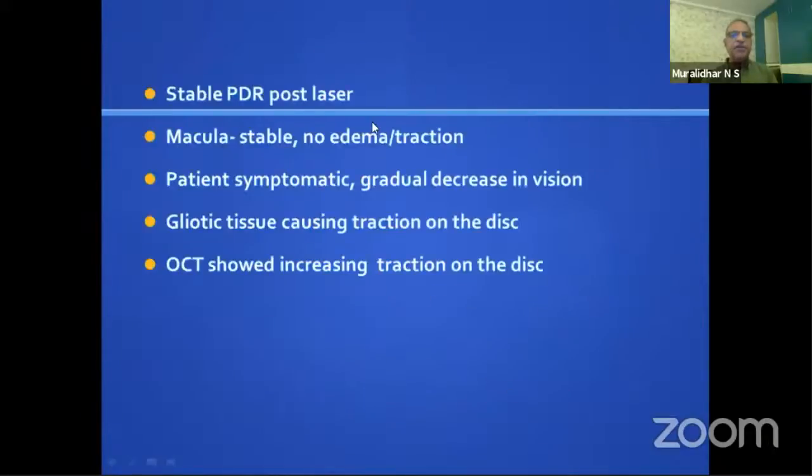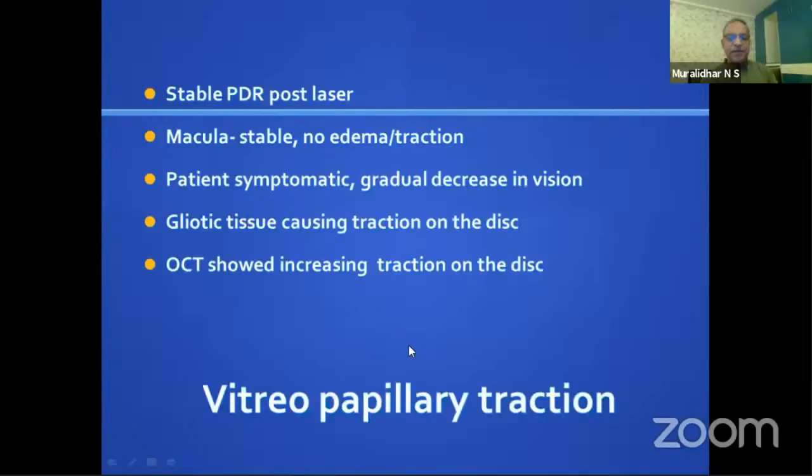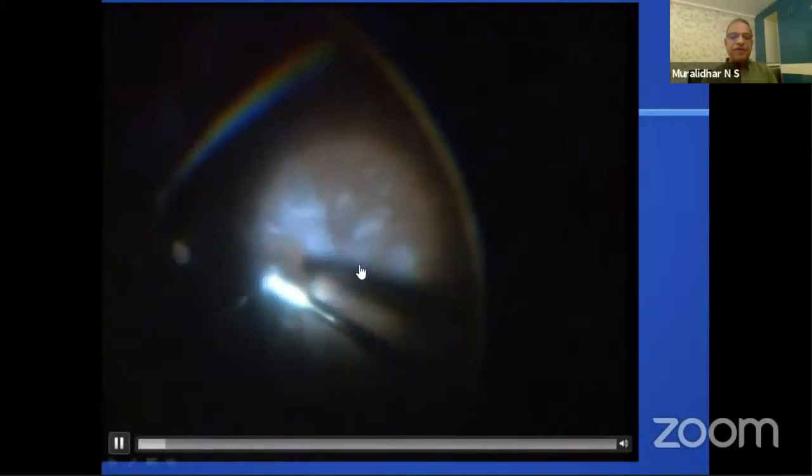It was a vitrectomy. So this was a patient who had a stable PDR with stable macula, no edema, no traction. We could not explain any other cause for a decrease in vision. There was a gliotic tissue causing traction on the disc and OCT showing increase in traction. So we ultimately were quite convinced that this was a vitreopapillary traction, and we did surgery, which was usual with PDR surgery. What you have all seen, this was a proliferation on the disc and extending almost nasally.